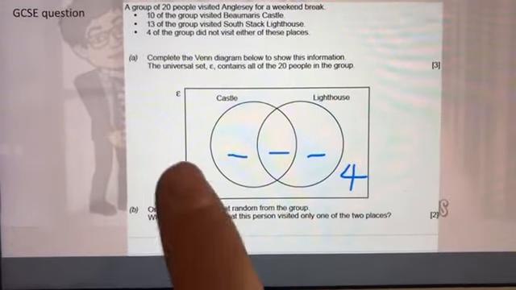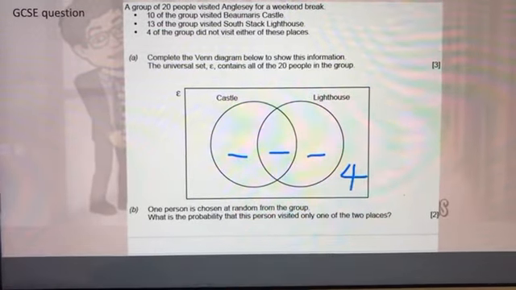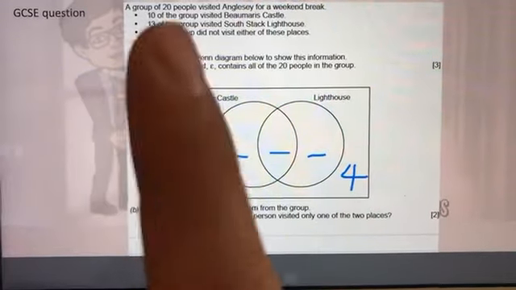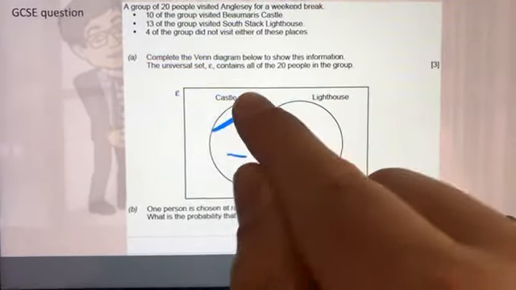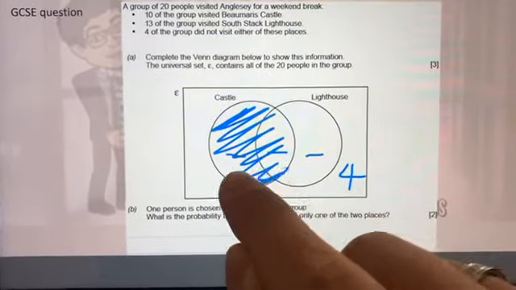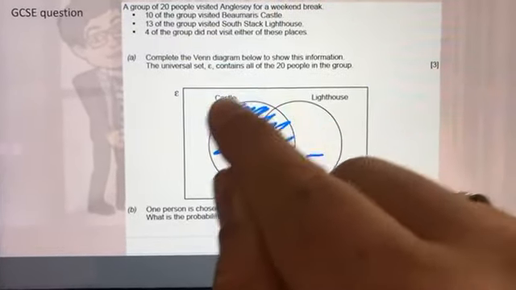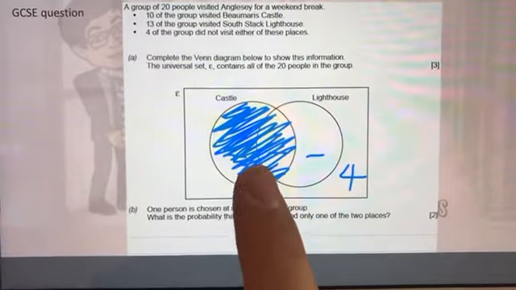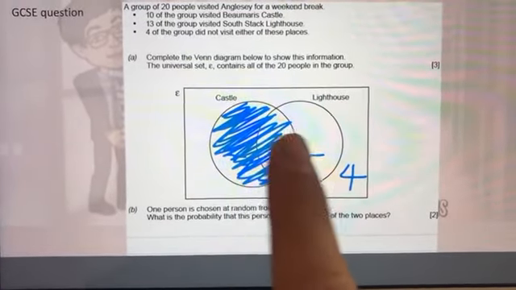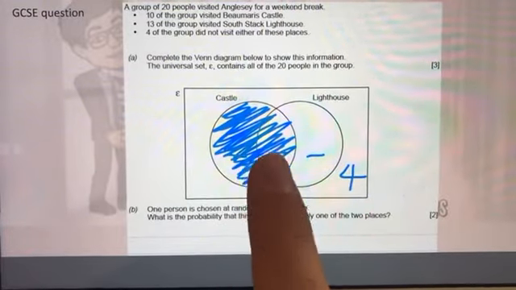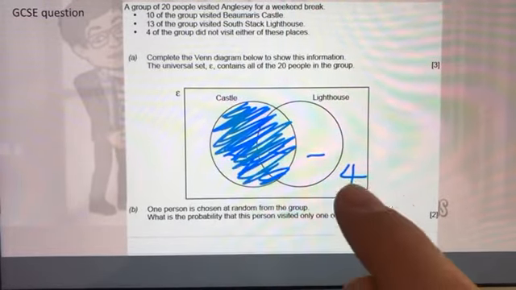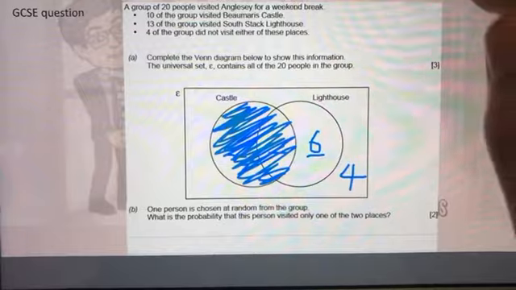Now, if 16 people went to all 3 of these places, and 10 people went to the castle, these 3 add to 16. If I completely cover the castle, underneath that blue scribble is meant to be 10 people. All 3 add to 16, so I've scribbled out the 10 by there. That has to be 6.